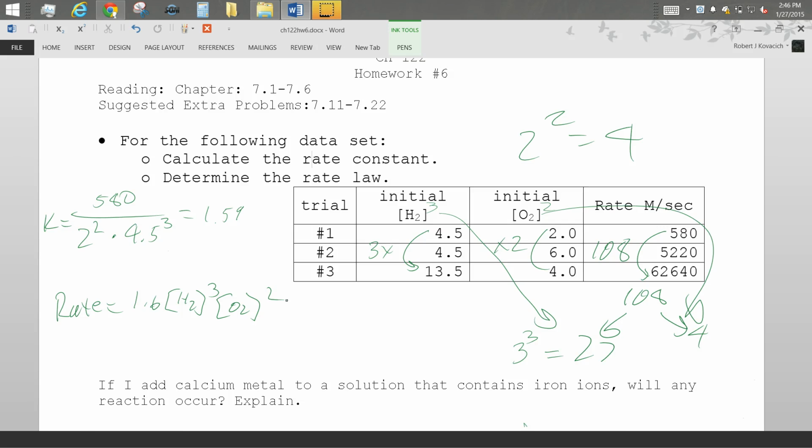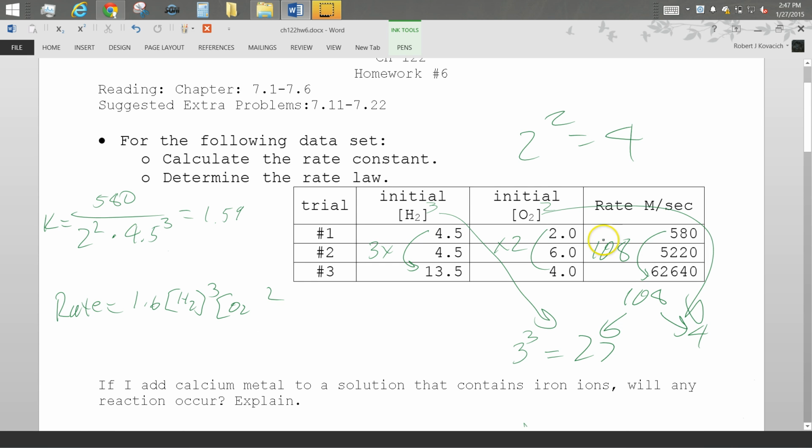What would I use it for? I can plug in any numbers I like, and that'll tell you how fast. So if I want it to go at 4,000 molar per second, I could plug those numbers in. I could calculate the concentrations of each of these to give me 4,000 molar per second. Or if I had this concentration and that concentration of hydrogen and oxygen, I could immediately just throw in the calculation to determine what the rate is going to be with those concentrations.